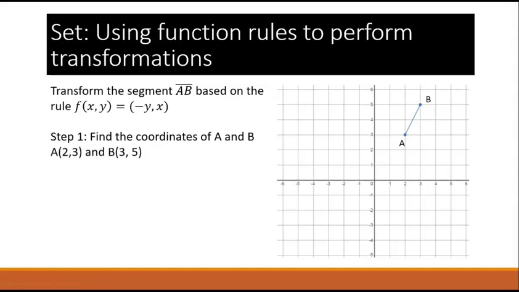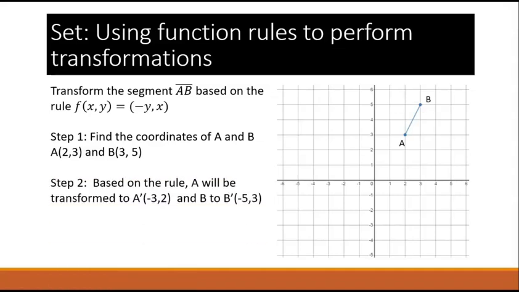Now we're going to want to use the rule to transform the points. So point A, first we have to switch the coordinates, so it would be (3, 2), and then what was the y coordinate is going to become opposite, so A prime is located at (negative 3, 2).